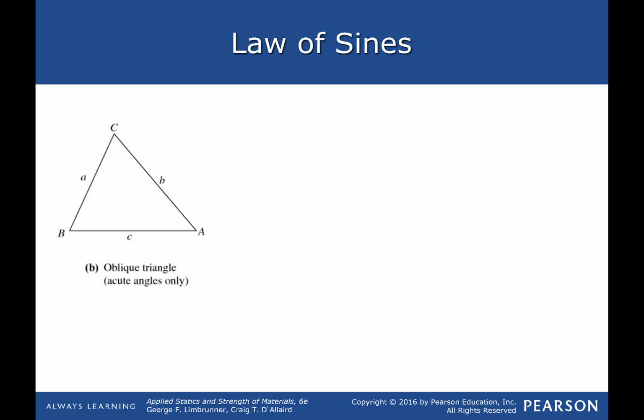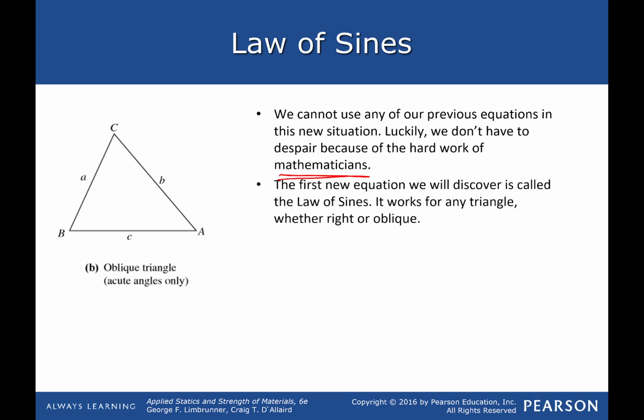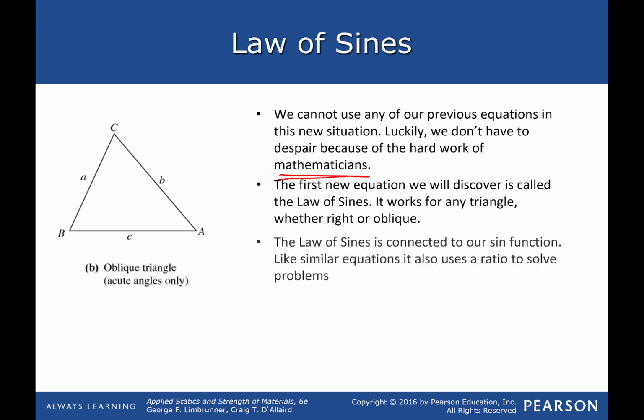So here's my oblique triangle. Now we're dealing with things that don't have 90 degrees as one of their angles. At least we're assuming they don't have one. It could happen, but this works for any triangle. None of our previous equations will work. Luckily, mathematicians have done us a solid and figured out how to deal with this. The first new equation is called the law of sines. Remember, it works for any triangle, whether it's right or oblique.